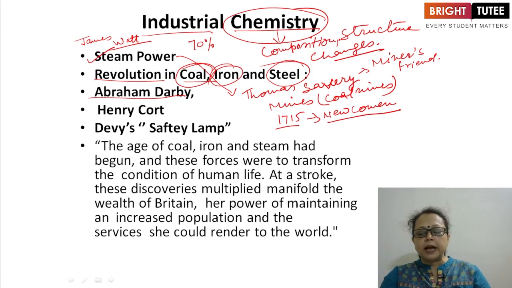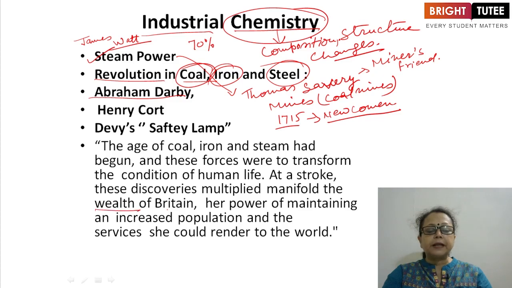The age of coal, iron and steam had begun, and these forces were to transform the condition of human life. At a stroke, these discoveries multiplied many-fold the wealth of Britain, and the country became very wealthy. Her power of maintaining an increased population and the services she could render to the world. And this way, Britain gained popularity as a wealthy country in the world.